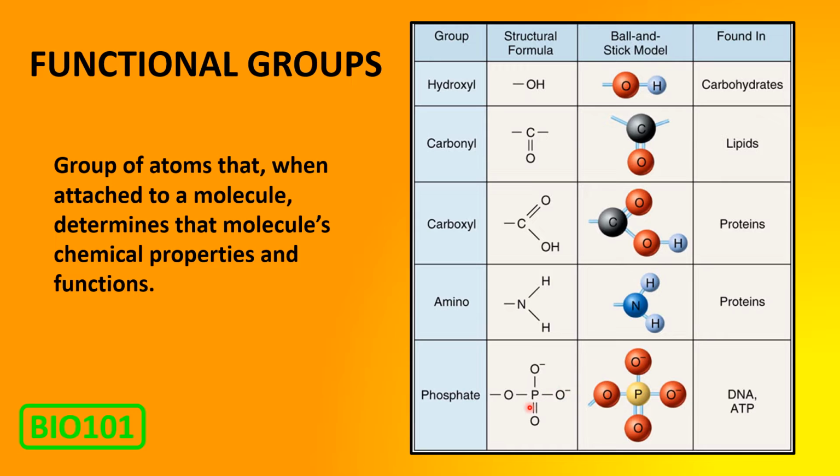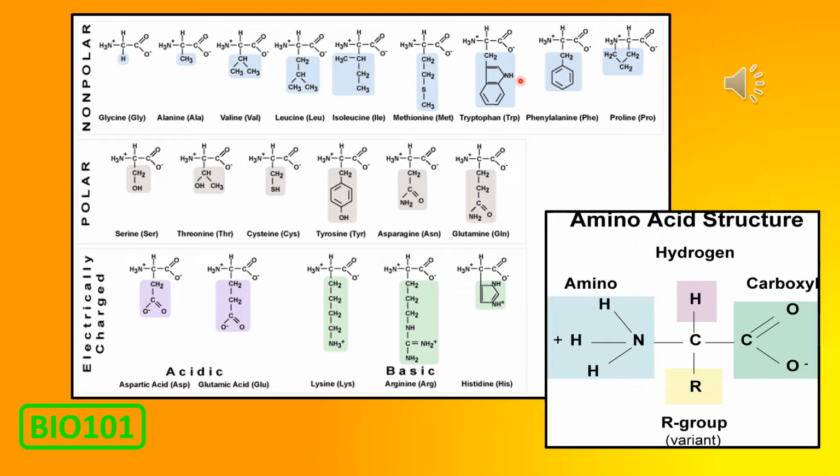And then your phosphate group, here is a phosphate molecule in the middle bound to 4 oxygens. That's the phosphate group. We'll see that in DNA and also in ATP. That's an important element of ATP, ATP being the molecule of energy, because that's where the energy comes from. When you knock off a phosphate group from ATP, that releases energy and then you can do work.